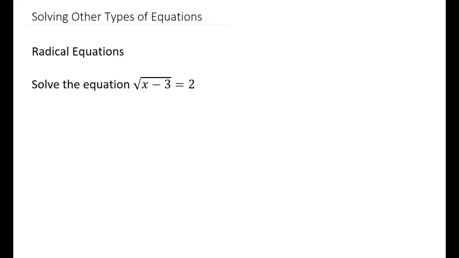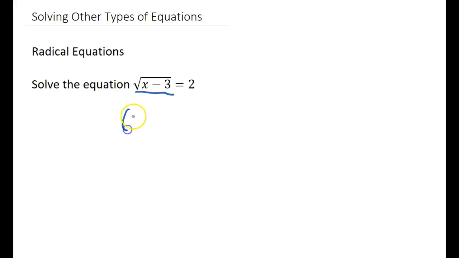In this screencast, we're going to learn how to solve different types of equations other than linear and quadratic equations. And the first type we're going to look at is radical equations. They're called radical equations because they've got radicals in them. In this case, I've got the square root of x minus 3 equals 2. And the thing we want to do is get rid of that radical.